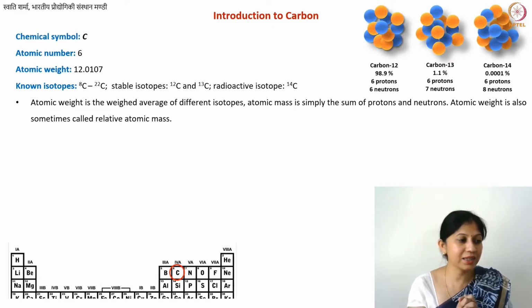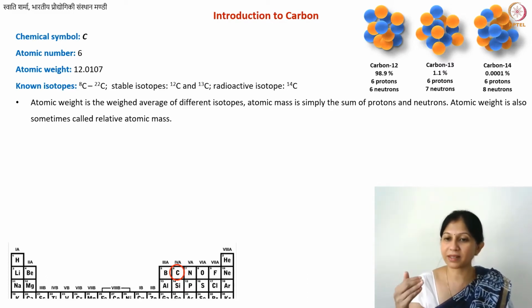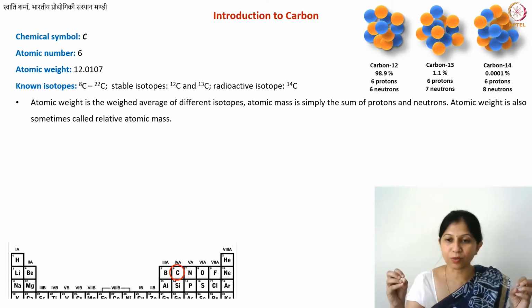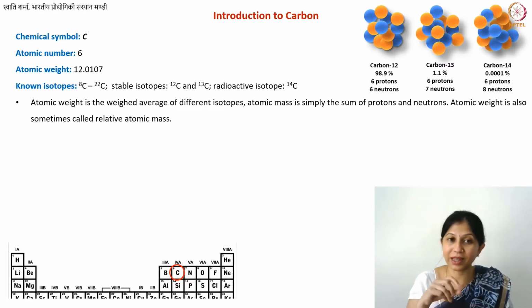Atomic mass is simply the summation of the protons and neutrons for any particular atom. So if I take C13, 6 plus 7, 13 is the atomic mass. But atomic weight, you will never say atomic weight for carbon 13 or carbon 14 or carbon 12 for that matter. You will say atomic weight is for carbon. Why do we say that? Because atomic weight takes care of all the isotopes. It is the weighted average of the atomic masses of different carbon isotopes, and then we get one value which we call atomic weight.